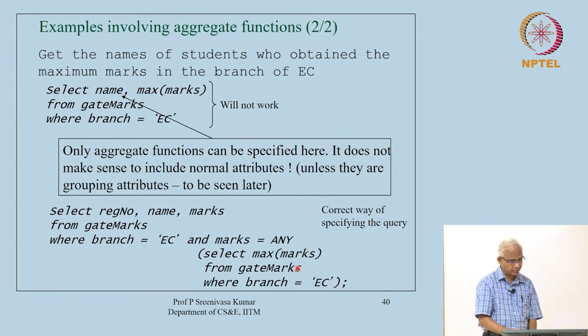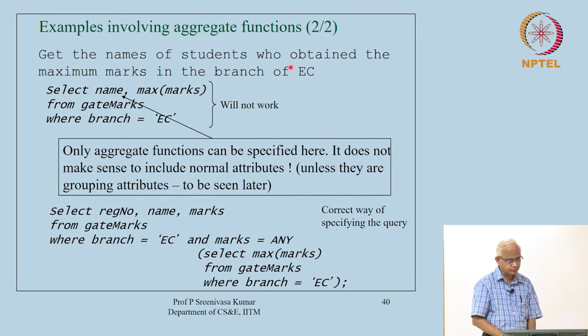And if the tuple satisfies these conditions, then you can project the registration number, name, and again the marks. Of course, this marks will be the same for all the people because that is the maximum marks. So, this is how aggregate functions have to be used in queries of this kind.